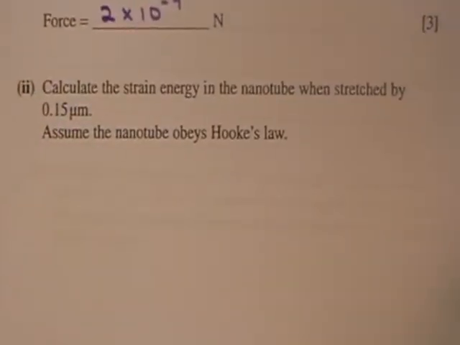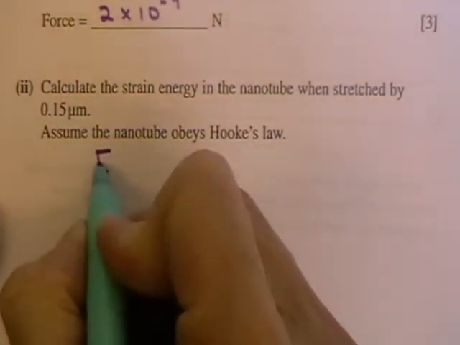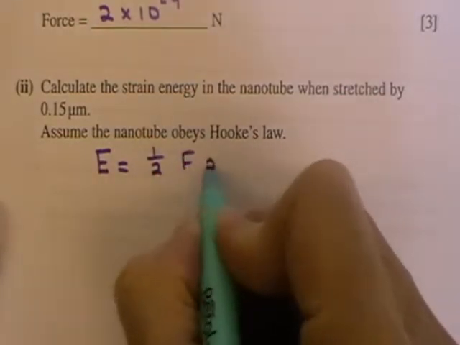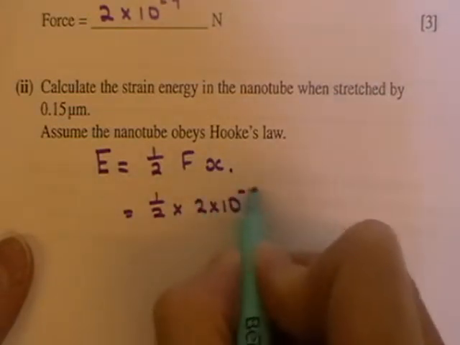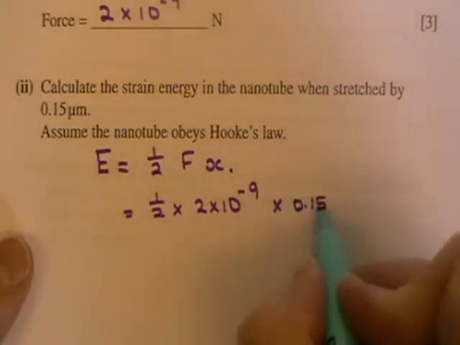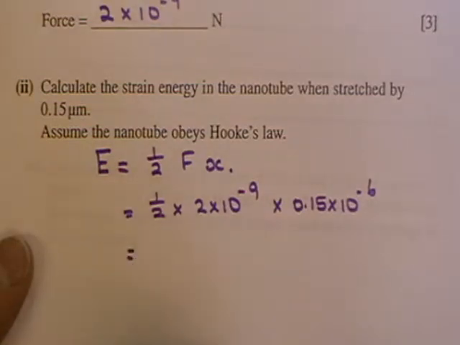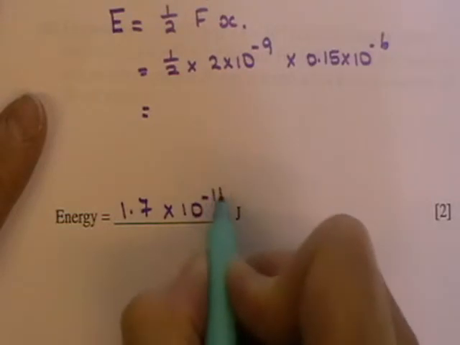Calculate the strain energy in the nanotube when stretched by 0.15 micrometers. Assume the nanotube obeys Hooke's law. So you know that energy in a spring, or in a nanotube in this case, is given by half F times the extension. And so that's a half times 2 by 10 to the minus 9 times the extension, up here was 0.15 by 10 to the minus 6 meters. And that gives you 1.7 by 10 to the minus 16 joules.